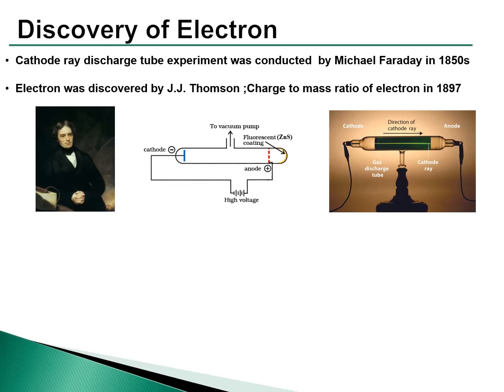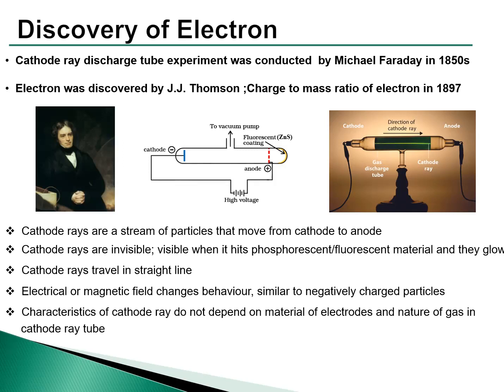If these rays pass through a hole in the anode and hit the phosphorescent or fluorescent material present behind it, a bright spot is developed on the coating. Several observations were made after this experiment. Cathode rays are a stream of particles that move from cathode to anode. They are invisible and only visible when they hit the phosphorescent or fluorescent material and glow. The rays travel in a straight line. The electrical or magnetic field changes their behavior, which is similar to that of negatively charged particles. Characteristics of cathode rays do not depend on the material of electrodes and the nature of gas in the cathode ray tube.